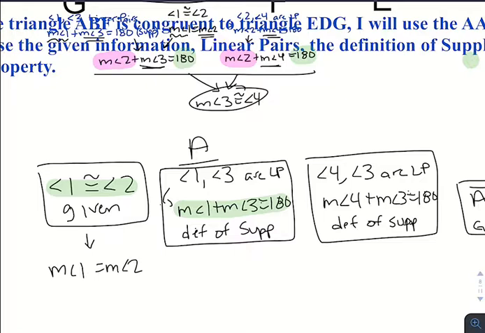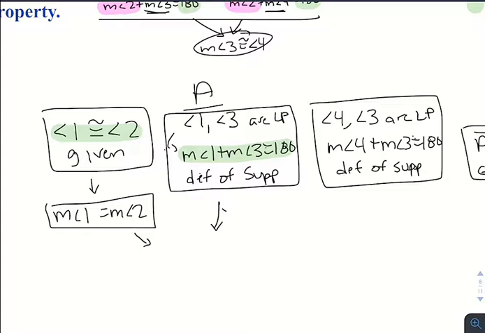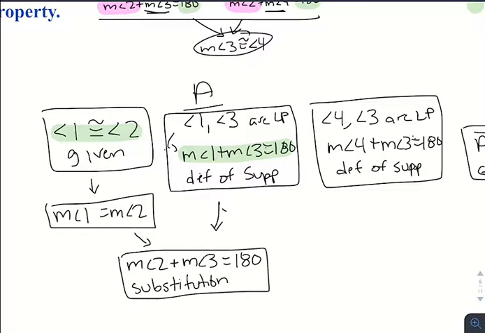Okay. So if I combine this information and this information, what I have is the measure of angle 2 plus the measure of angle 3 equals 180 degrees, and that's because of substitution. Okay, and if I just kind of swing this one down, the measure of angle 4 plus the measure of angle 3 equals 180 degrees. Okay, no justification needed because I'm just swinging it down.